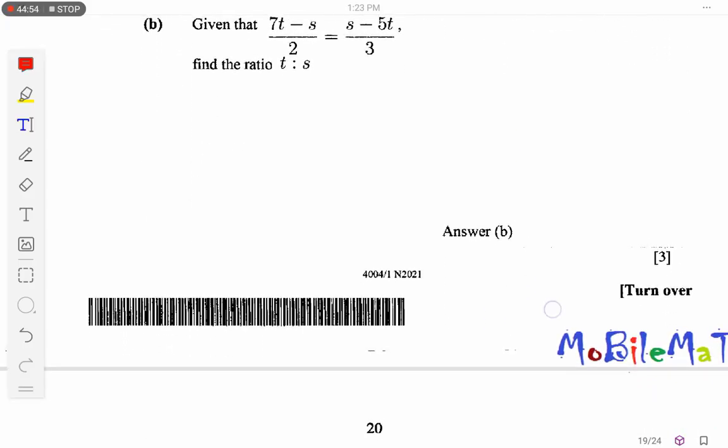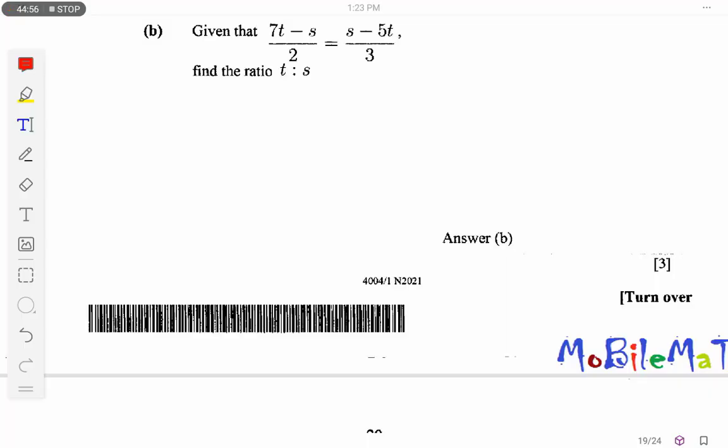Given that we've got that, find the ratio of t to s. Basically, when we have a ratio of t to s, we want to find t over s. That's the simplest way of finding it. So let's now cross multiply. We cross multiply this one and we cross multiply like that. Okay, so let's do that.